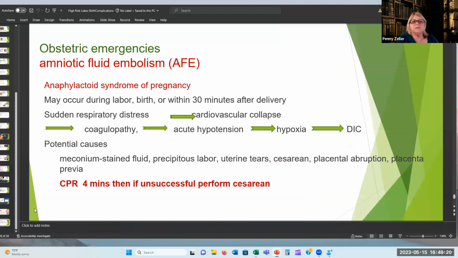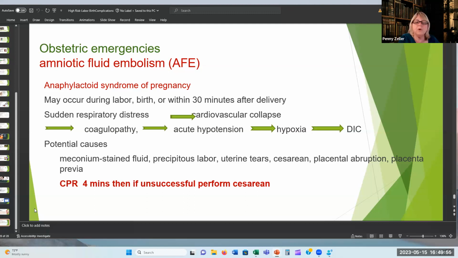And then obstetric emergencies. What are some of them? Amniotic fluid embolism, of course, pulmonary embolism. We treat them the same, actually. Anaphylactoid syndrome of pregnancy is another word for it. Okay, so your client is going to have the same symptoms. It's sudden shortness of breath, dyspnea, because the pulmonary artery is being blocked and the lung can no longer exchange gas. Okay, because of amniotic fluid.